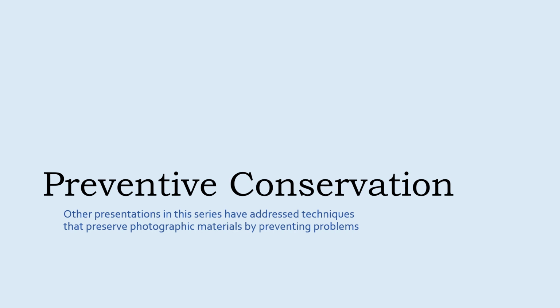Preventive conservation focuses on preventing problems by, for instance, controlling environmental and storage conditions. It's usually applied to entire collections. Module 3, Storage, Display, and Handling, focused on preventive conservation. This topic is also addressed in some of the other modules as well.